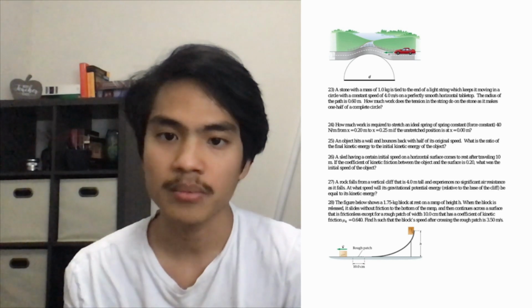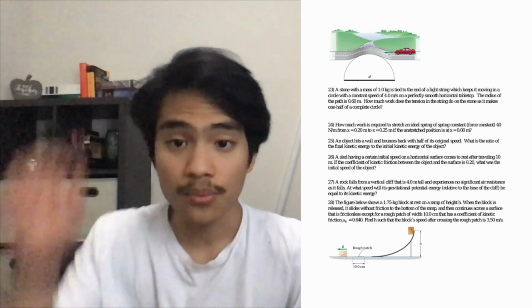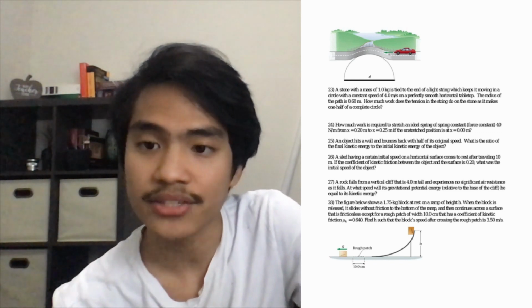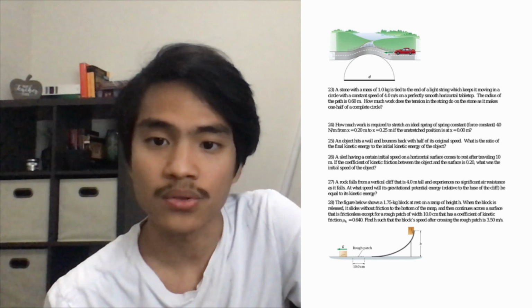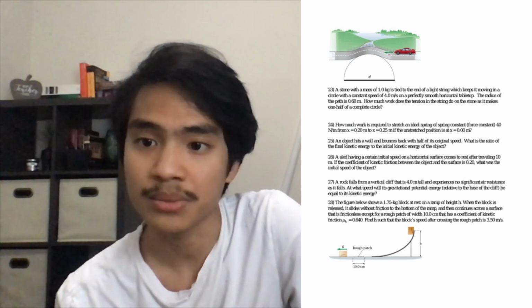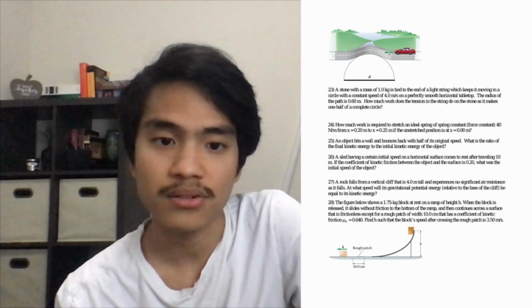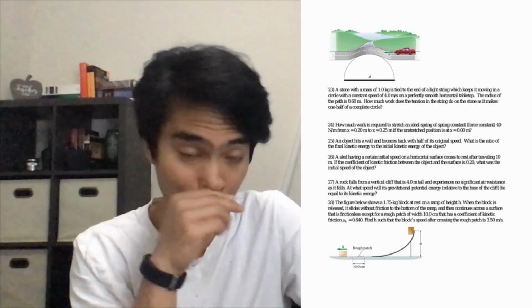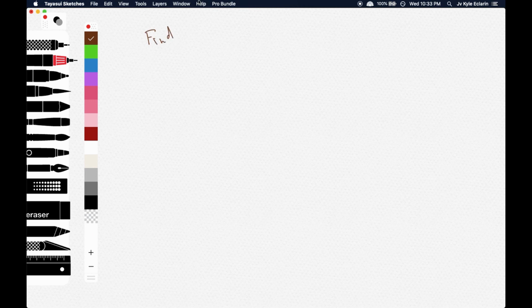All right, so let's do number 23. Number 23 says, a stone with a mass of 1 kilogram is tied to the end of a light string, which keeps it moving in a circle with a constant speed of 4 meters per second on a perfectly smooth horizontal tabletop. The radius of the path is 0.6 meters. How much work does the tension in the string do on the stone as it makes 1/2 of a complete circle? What we're trying to find is work. Work is equal to force times distance times the cosine theta.